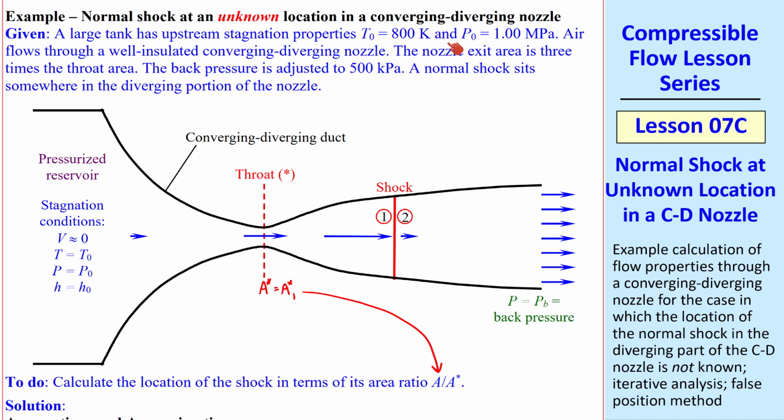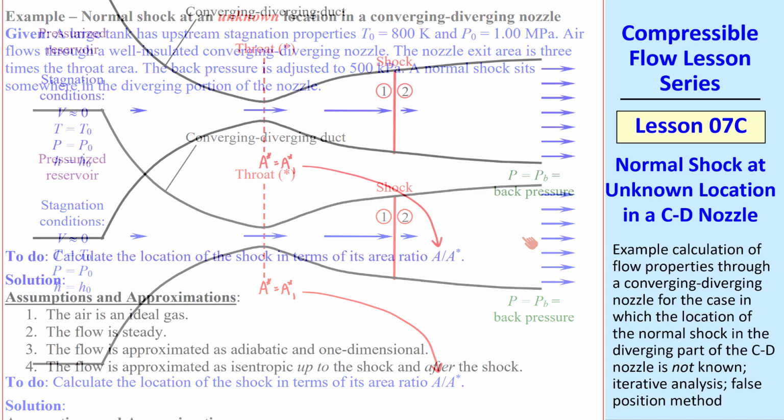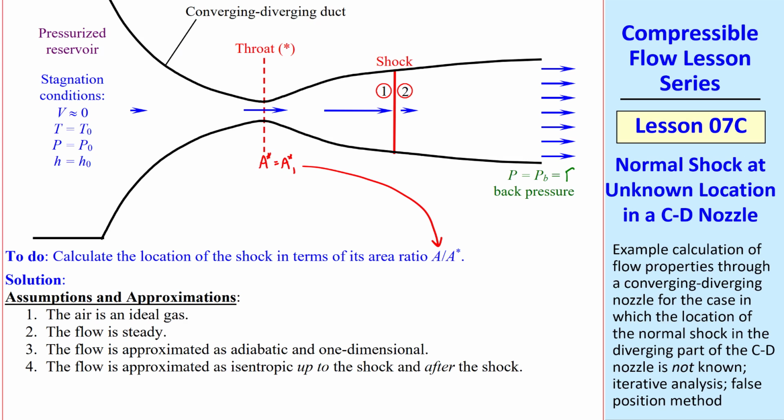The stagnation temperature and stagnation pressure are the same as the previous problem, and the geometry is also the same. And we note that this back pressure is also PE, the exit pressure, since the flow is subsonic downstream of the shock. This is a subsonic jet. The assumptions and approximations are also the same as previously. Ideal gas, steady, adiabatic, one-dimensional, and isentropic before and after the shock, but of course not isentropic across the shock.